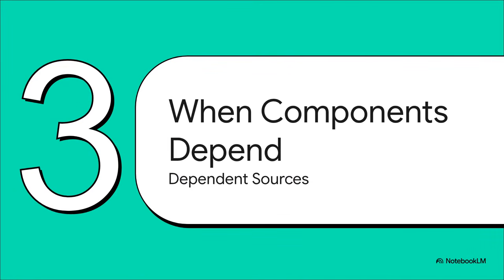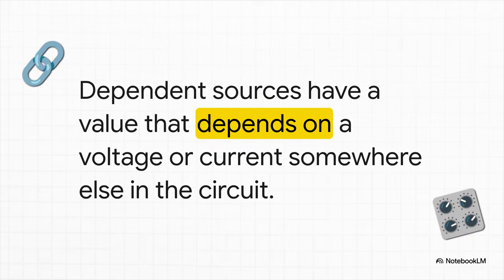Okay, so we've got the basic rules down, but what happens when the puzzle pieces themselves start getting a little trickier? Yeah, let's level up. All right, now we introduce the dependent source. Think of this as a really special kind of power source. Its output isn't some fixed number. Instead, its value is totally controlled by a voltage or a current somewhere else in the circuit. It's kind of like a component with a mind of its own. You know, it's reacting to what's happening in a completely different part of the puzzle.